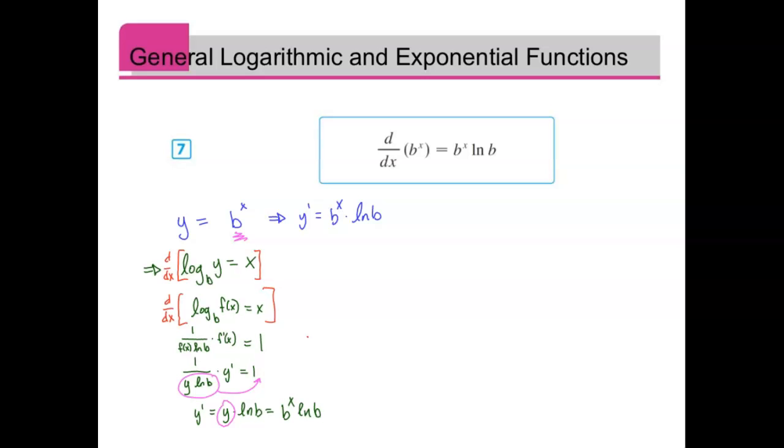Right, and that works with what we already knew, the derivative of e to the x. So let's think of that. Here, I'll do it in a different color. Because that should be, by this formula, e to the x times natural log of e. But in the chat, what is natural log of e? What does this evaluate to?